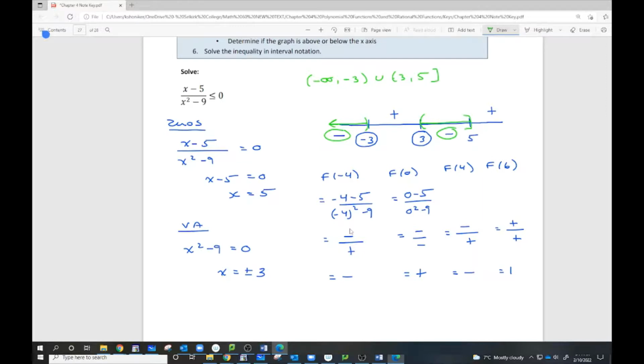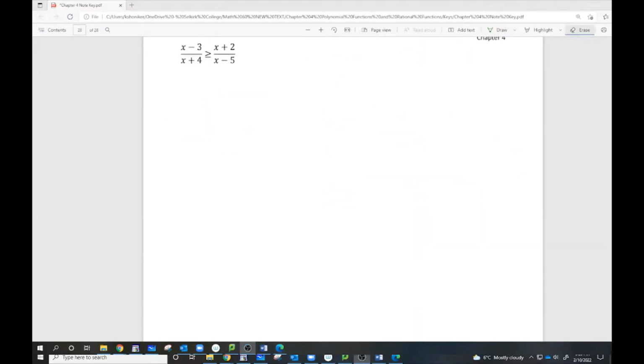All right. Okay, so this last example is like the ultimate example. So this is one where you have a rational function, but it's not set to 0. So the first thing we're going to do is set it to 0. So to do that, I'm just going to take one term and subtract it from one side. So I always take things to the left because I like it that way. So I'm going to subtract x plus 2 over x minus 5. And it's going to be greater than or equal to 0.